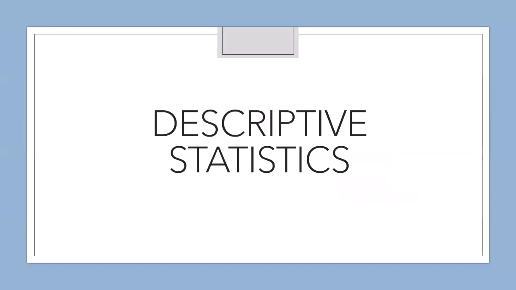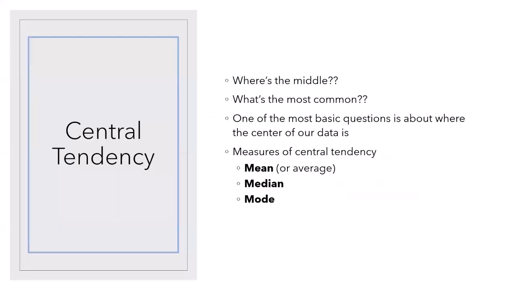So let's move on to some basic descriptive statistics now, which you may already know, but should review before you embark on writing your results section. So we'll talk about measures of central tendency first. Basically, these measures ask, where's the middle point of the data? What data points are most common? One of the most basic questions is about where the center of our data is.